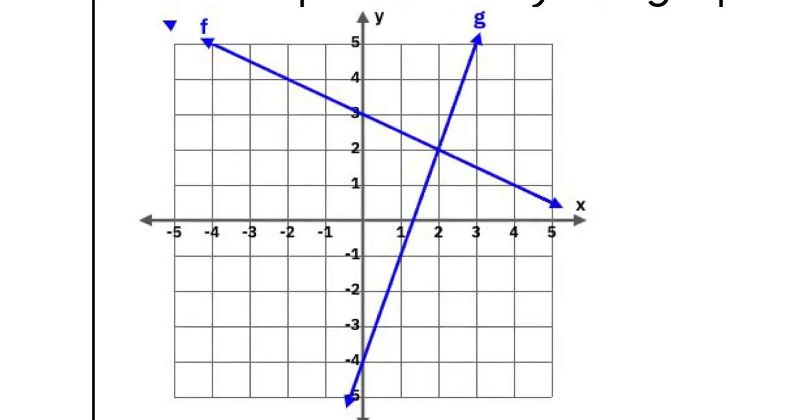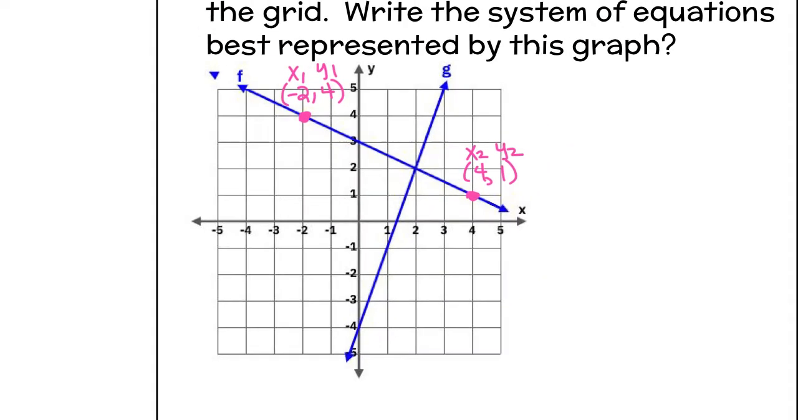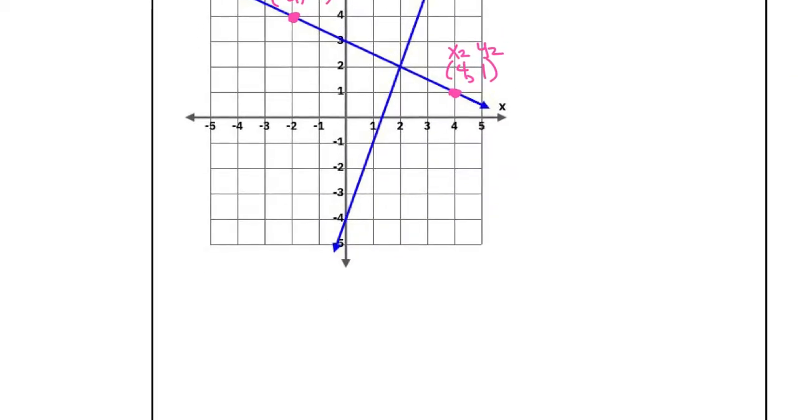So I'm going to zoom in so we can see it better. We're going to pick 2 perfect points that are going exactly through the corner. So I can do, let's say this point right here, that's negative 2 comma 4. And let's do this point down here. That's 4 comma 1. So we're going to treat this as x1, y1 and x2, y2. Let's start by finding the slope of line f. So I'm going to write f here so I know I'm working on that line.